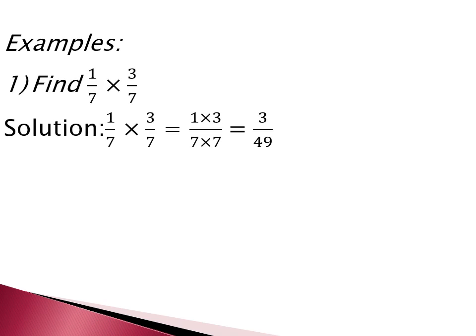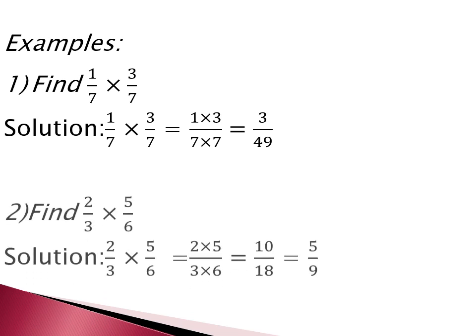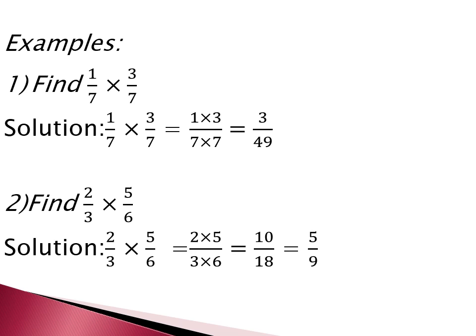Find 1 by 7 into 3 by 7. 1 by 7 is in fraction form, 3 by 7 is also in fraction form. What is the rule? Numerator into numerator divided by denominator into denominator. So 1 into 3 divided by 7 into 7 is equal to 3 by 49. One more example, 2 by 3 into 5 by 6 equals 2 into 5 by 3 into 6 equals 10 by 18. In simplified form, 5 by 9. So the rule followed here is: product of two fractions means numerator into numerator by denominator into denominator.